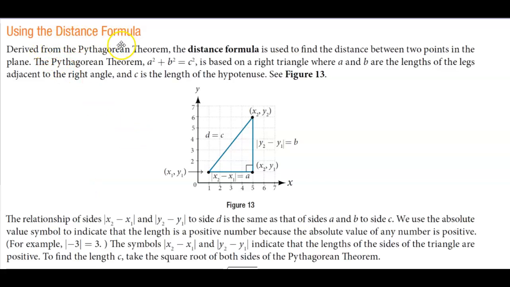Okay, using the distance formula. Derived from the Pythagorean theorem, the distance formula is used to find the distance between 2 points in the plane. The Pythagorean theorem, a squared plus b squared equals c squared, is based on a right triangle where a and b are the lengths of the legs adjacent to the right angle, and c is the length of the hypotenuse.